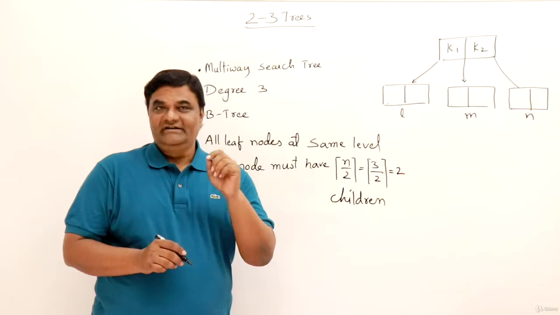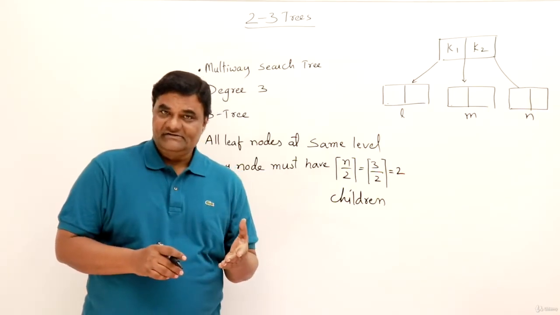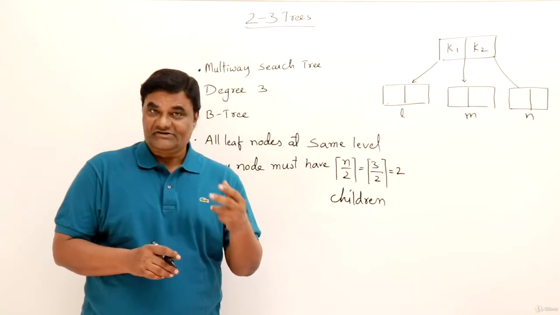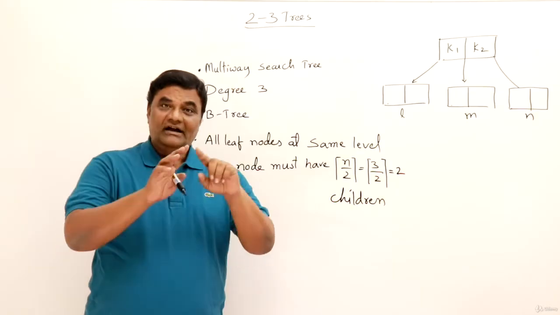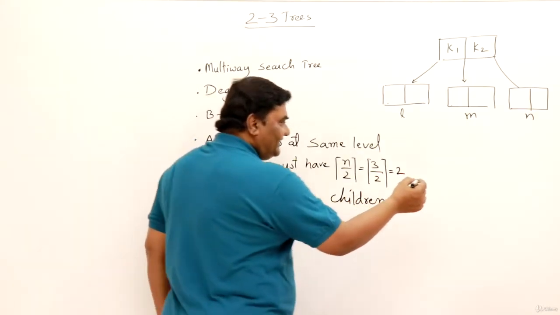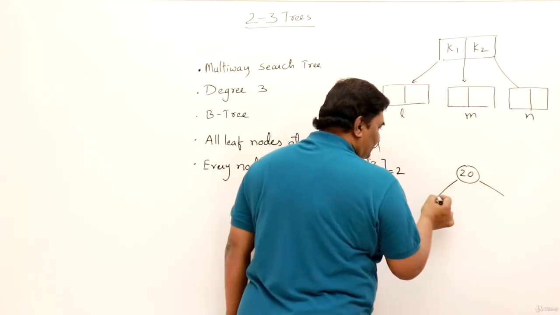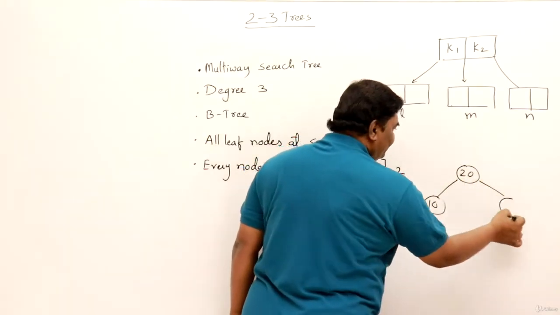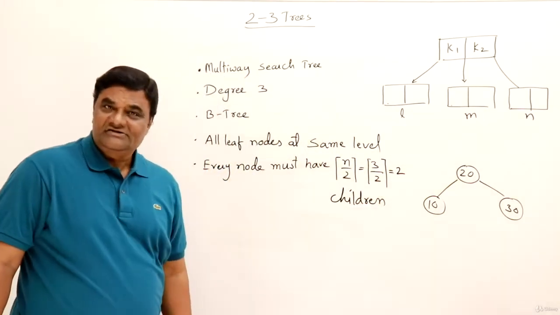Introduction to 2-3 trees. 2-3 trees are search trees, like we have the binary search tree. A binary search tree can contain one key and two children. Like this, we can have a value here like 20 and it can have two children. On this side you can have a smaller value and on this side a larger value. So this is a binary search tree.